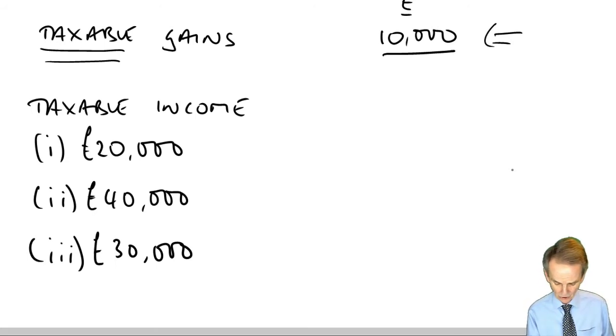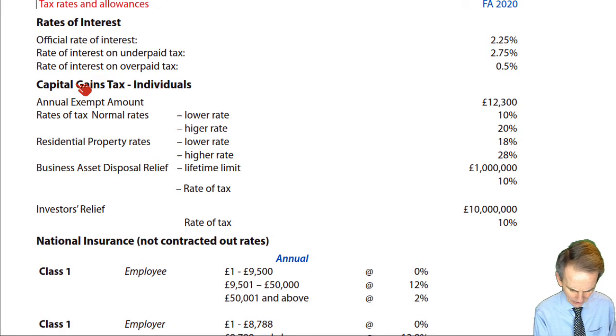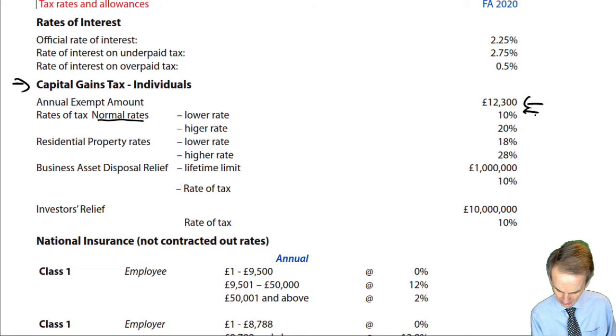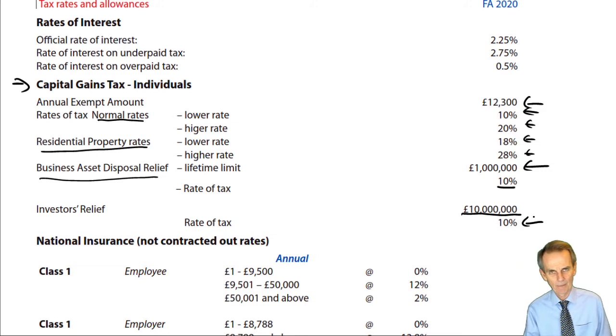In terms of those CGT rates, by the way, on your fact sheet, again at the front of your notes here, here's the information that we are given. We don't have to memorize the AEA, though I think you will. There's our normal rates, 10%, 20%. Our residential property rates, 18%, 28%. Business asset disposal relief, rate of tax 10%, but up to a lifetime limit of £1 million. Investors relief, rate of tax 10%, up to a lifetime limit of £10 million. The details of those will be awaiting us in chapter 14. Okay, so those are the rates.